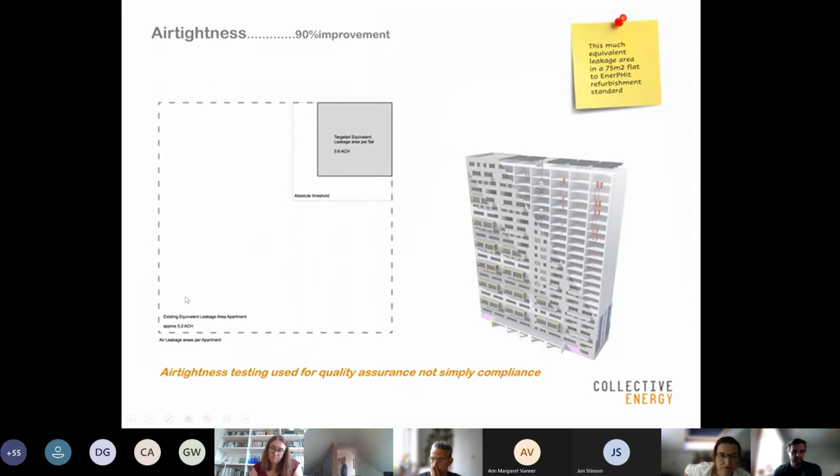The air tightness, as I'd said before, the large square here was the original leakage rate at the air pressure test at 50 pascals. That's equivalent to 21 centimeters, or the width of an A4 piece of paper square. The absolute threshold for EnerPHit is these smaller dotted squares, which is about the size of a Post-it note. And then the target for Passive House for new build is smaller than that again. So there is quite an improvement still required.